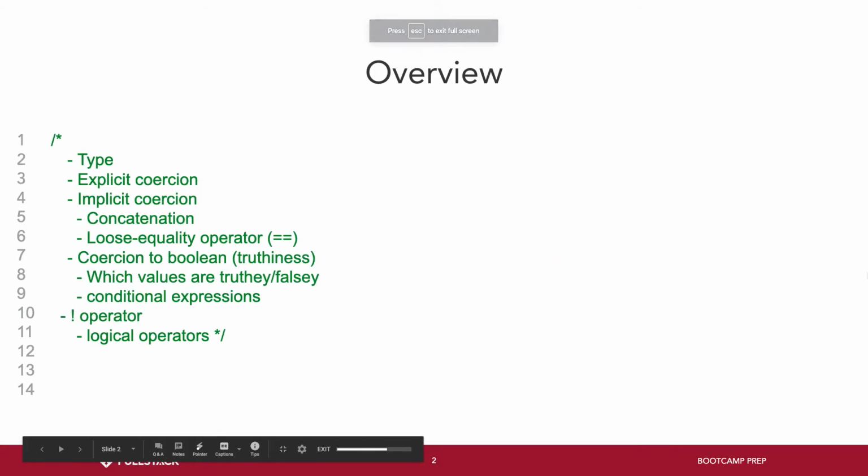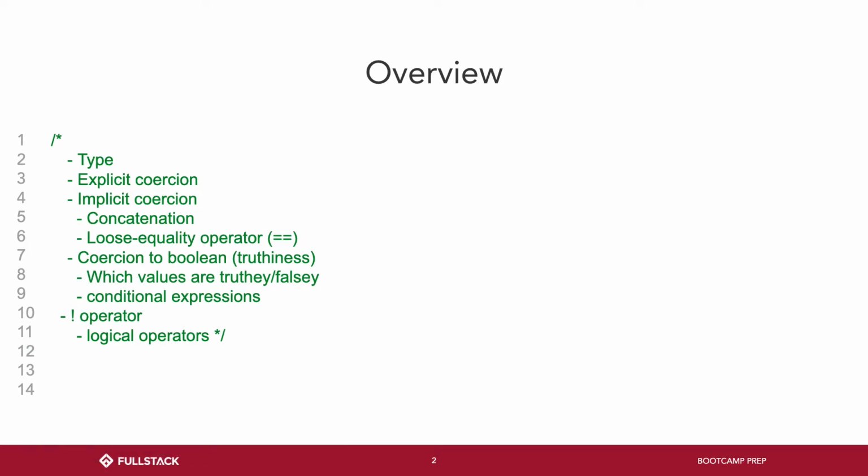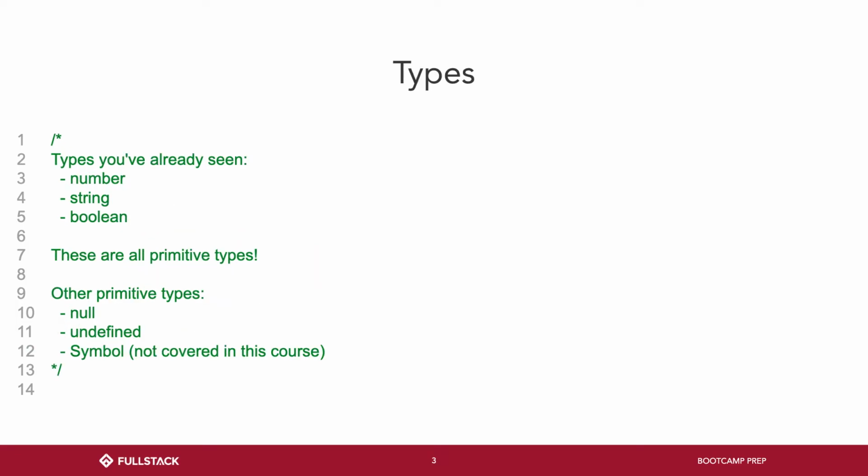So yeah, we'll talk about types, explicit coercion, implicit coercion, concatenation, loose equality, coercion to Boolean, which values are truthy, conditional expressions, bang operators, logical operators. Oh my God. Look at all this stuff.